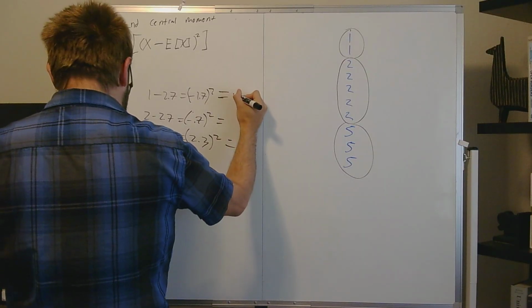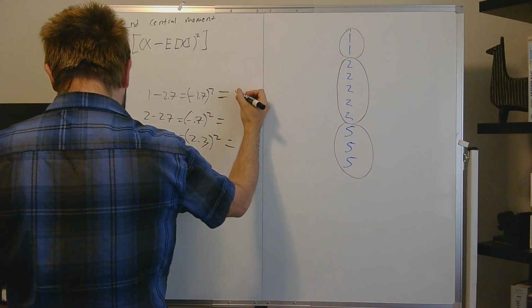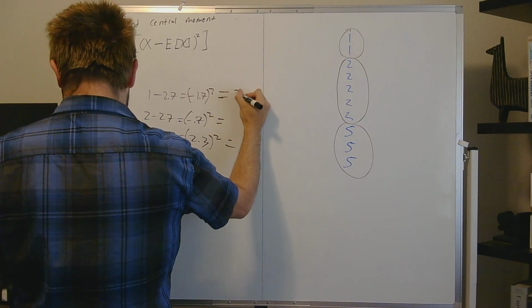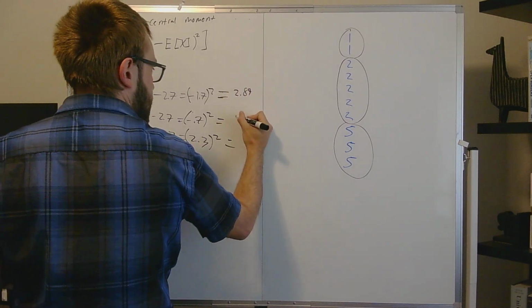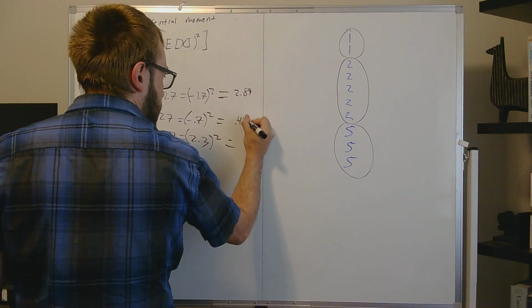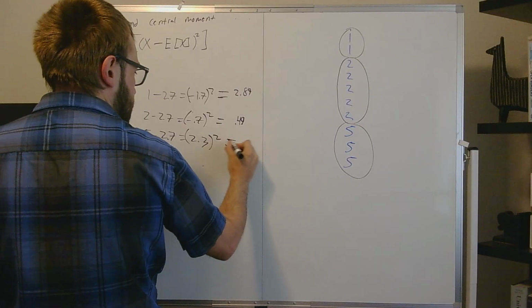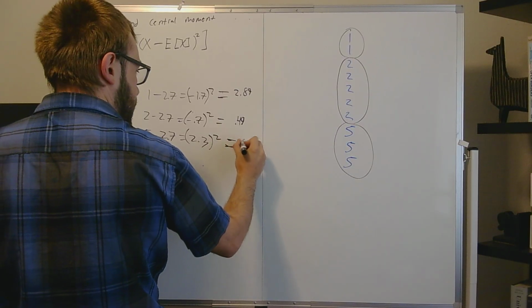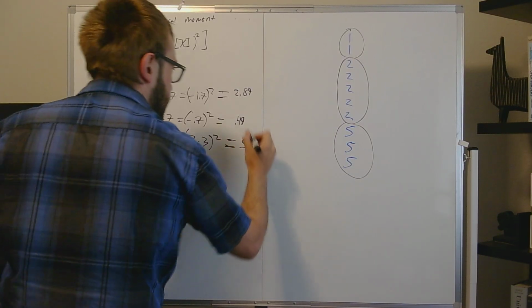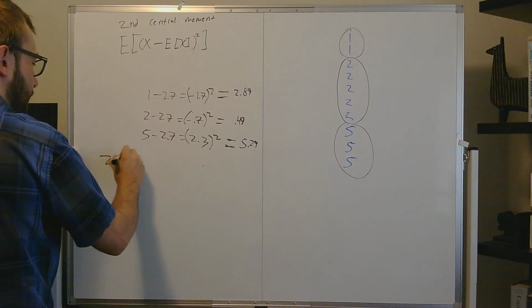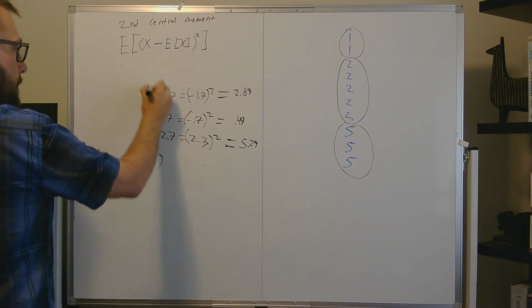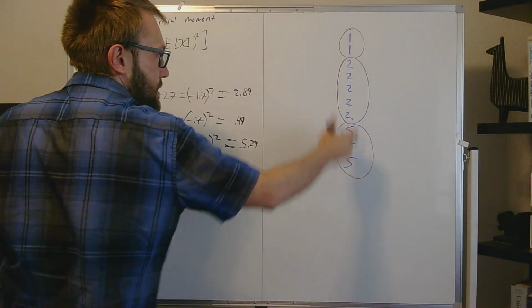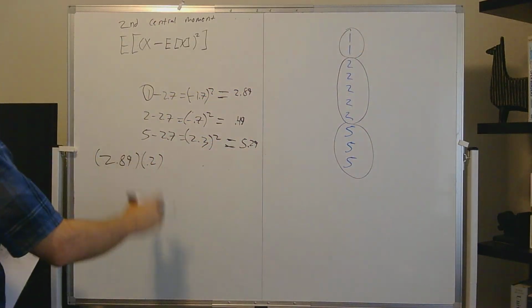So this ends up equaling, let's see here, 2.89. This one ends up equaling 0.49. This one ends up equaling 5.29. So then we sum these weighted by their probabilities. So 2.9 multiplied by 0.2 is the probability of those ones. There's 2 observations out of 10, which is 0.2.